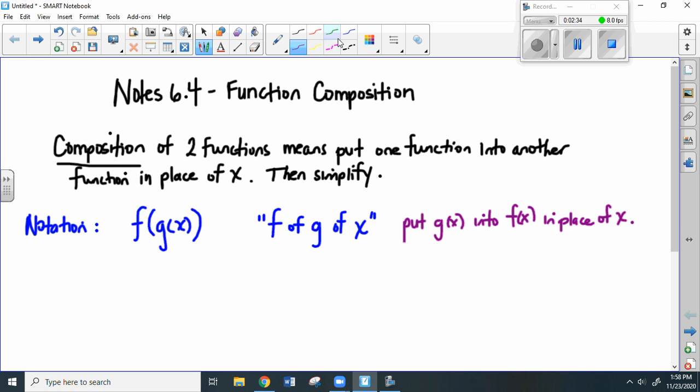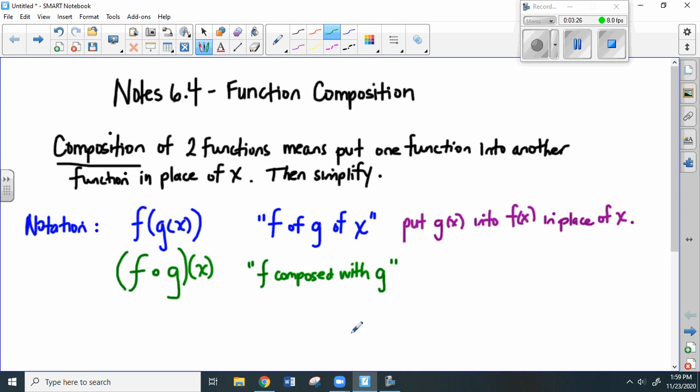Okay? All right, now another notation that means exactly the same thing looks like this. F, and then it's a circle. It's not a dot, and it's not a full-size O. It's a circle. F, circle, G. And that's the composition symbol. So f circle g, and you read it f composed with g. And then, of course, there would be an x. So f composed with g of x means exactly the same thing. It means put g into f in place of x.